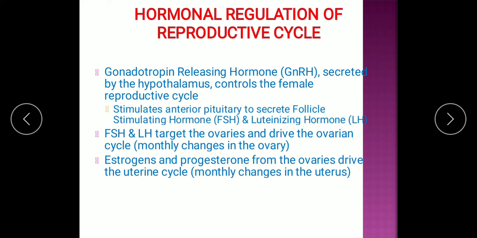Estrogen and progesterone from the ovaries drive the uterine cycle, the monthly changes in the uterus. So two changes occur in the female reproductive cycle. The changes that occur in the ovaries are called the ovarian cycle. The changes that occur in the uterus are called the uterine cycle.